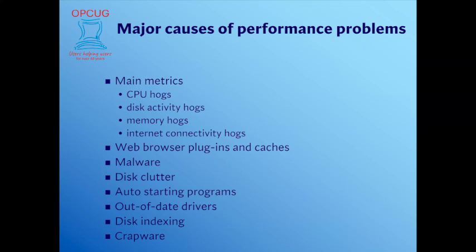Okay, let's start looking into the actual performance problems that we're going to see in Windows and how we deal with them. We're going to look at four metrics: the CPU activity, disk activity, memory usage, and internet connectivity. Then we'll go into a whole bunch of other things about web browsers, because we spend so much time in the web browsers that tuning them up can really help the performance of the computer. We'll look at malware very briefly, what effects it can have, disk clutter, and how you can deal with that.